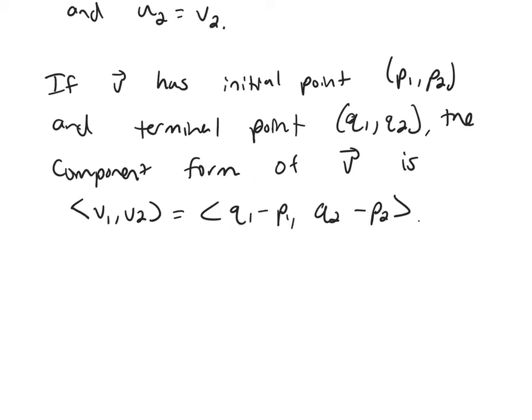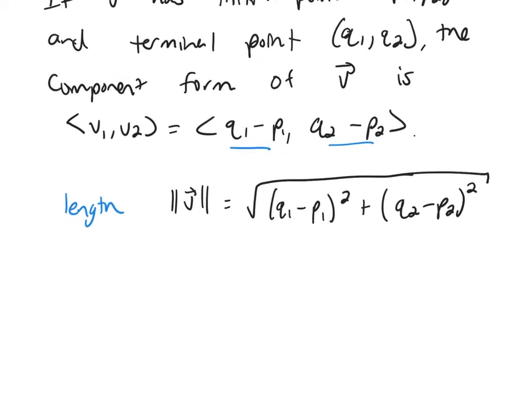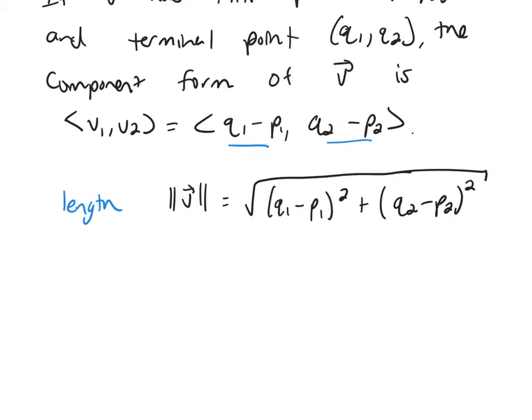What's also nice about having component form is it's really easy to find the length or magnitude of your vector. So the length of v, you just take the square root of Q1 minus P1 squared and Q2 minus P2 squared. So you take the first entry and square it, the second entry square it, add them together, and then take the square root to get the length. All right, so that's component form.